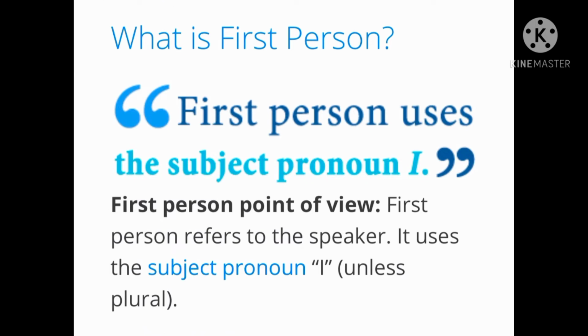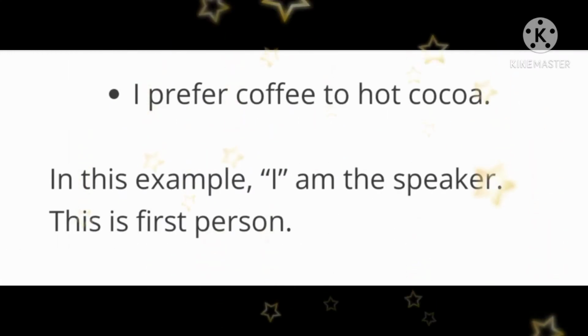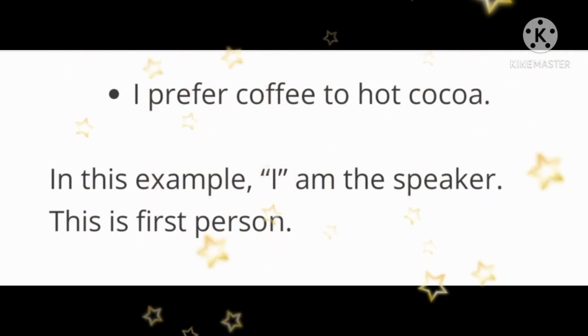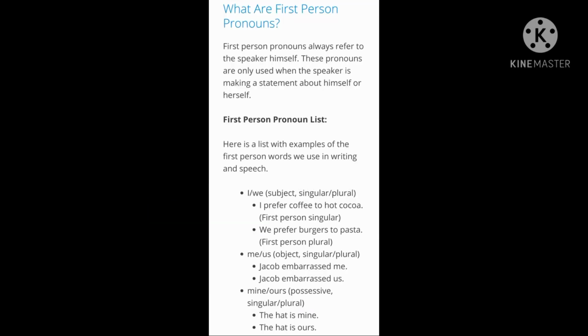So the first person pronoun is I, which refers to the speaker. For example, I prefer coffee to hot cocoa. In this example, I am the speaker. So this is the first person. First person is always used when the speaker is making a statement about himself or herself. Here is a list with examples of the first person that we use in writing and also in speech.